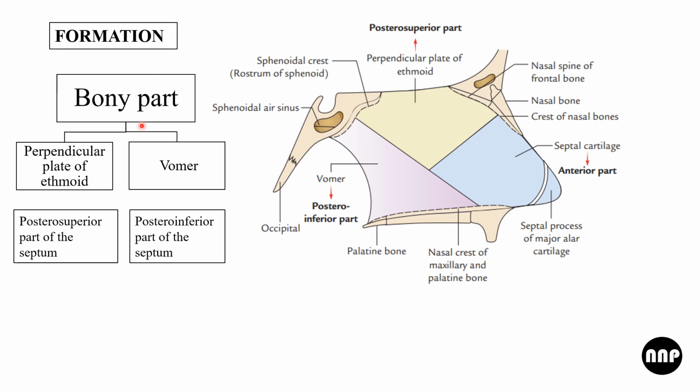So first of all, we'll talk about the bony part. We have perpendicular plate of ethmoid, vomer. Also we have nasal spine of frontal bone, crest of nasal bones, etc. But most important thing for us is perpendicular plate of ethmoid, vomer. So you can easily draw this diagram. Just make an inverted, a little tilted T, and the upper part will be the perpendicular plate of ethmoid, which forms the posterior superior part, and this is the vomer bone, which forms posterior inferior part.